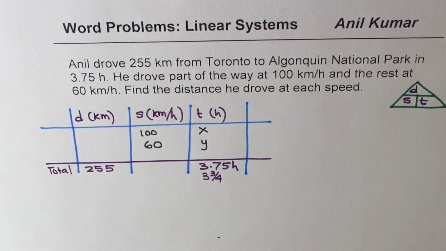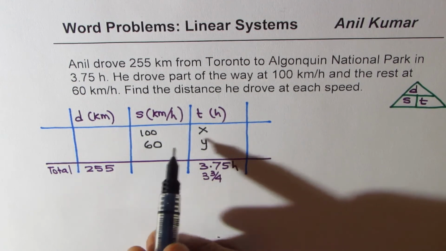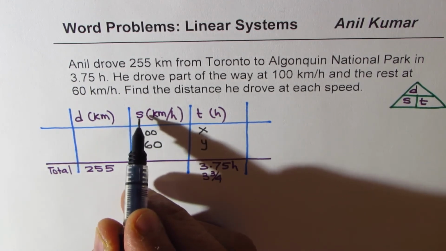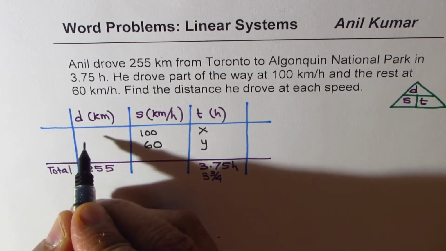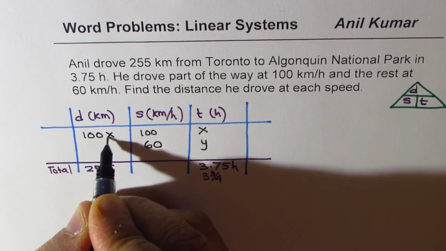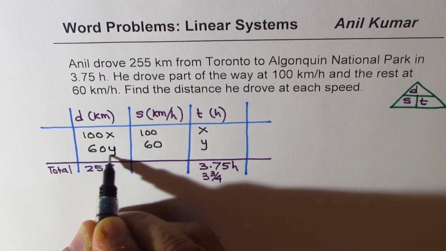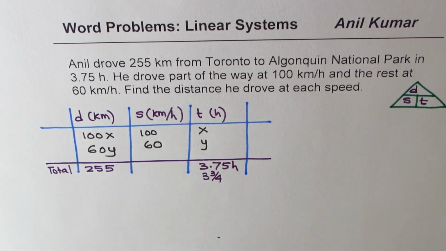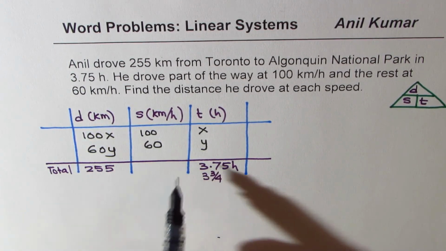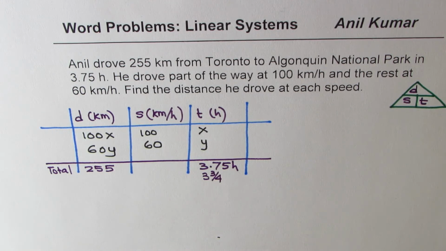In that case, I know that the distance will be how much? Product of speed and time is distance. So we get this distance as 100x and the other distance is 60 times y. Do you see that? So now we get different equations to work with.